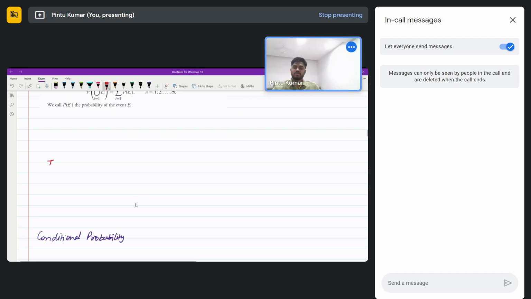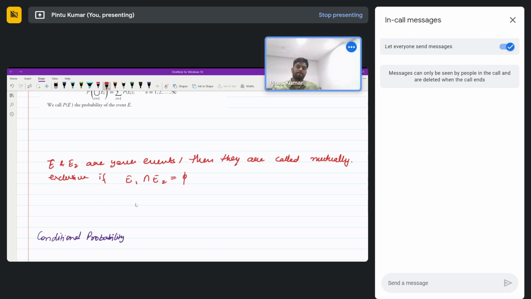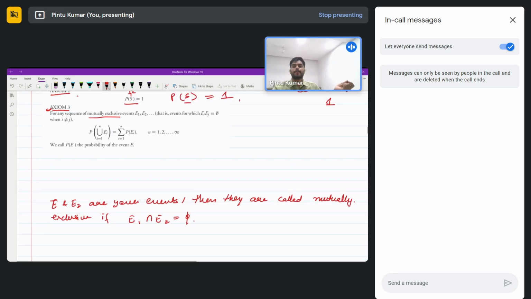So if, let's say, E1 and E2 are your events, then they are called mutually exclusive if E1 intersection E2 is empty, okay. So this is what is meant by mutually exclusive events, that these events can never occur together, okay.